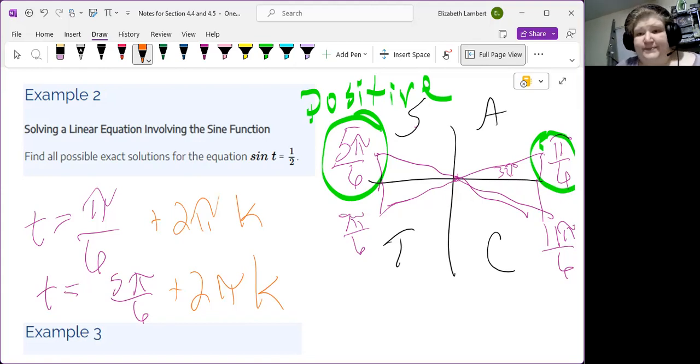That's a lot. But that's how we do it. We found the 2 initial values on the unit circle and then wrote the plus 2 pi k for all the coterminal angles.